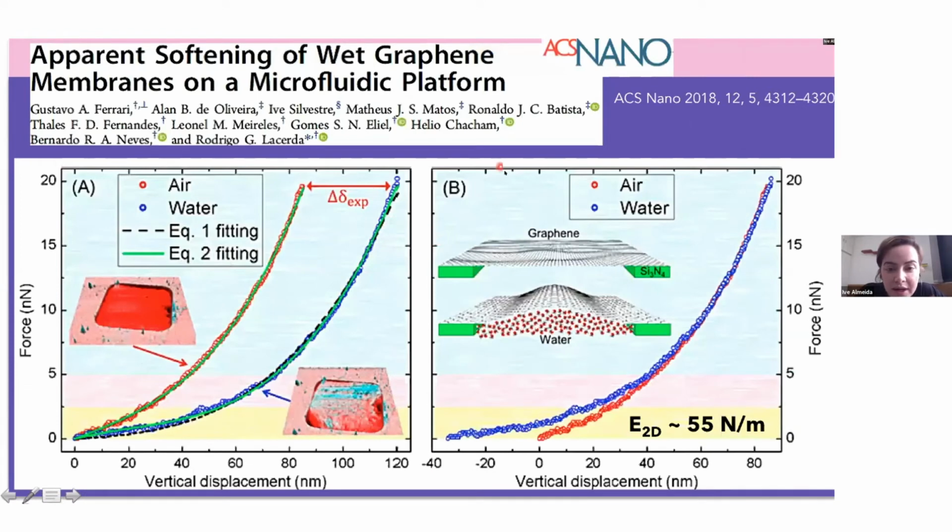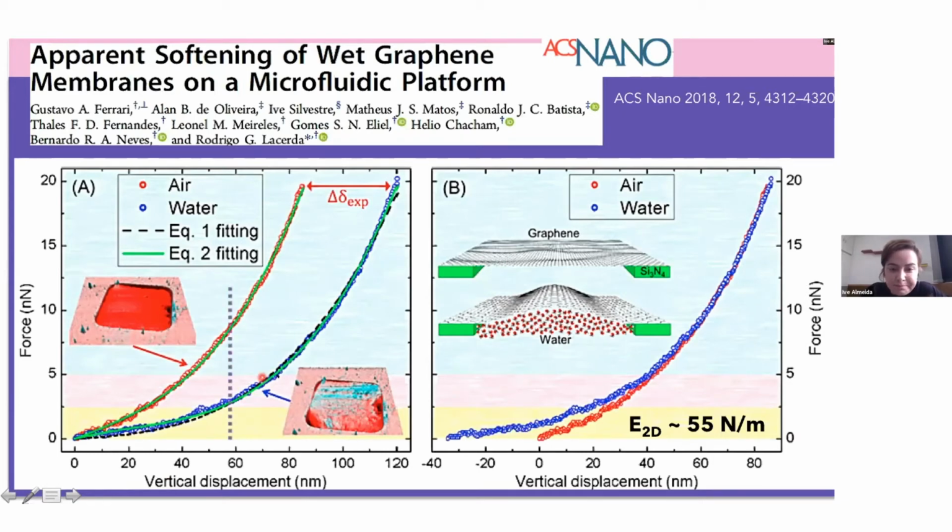Here are the force versus vertical displacement plots obtained from these nano-indentation experiments, in the repulsive force regime. The red curve depicts the mechanical behavior for the membrane with air in the channel, and the blue one shows the behavior for water in the channel. The curves in principle look very different, as you can see.